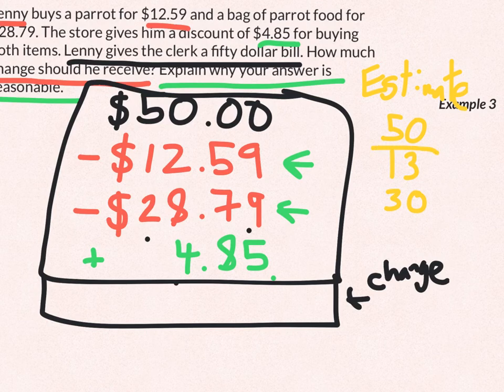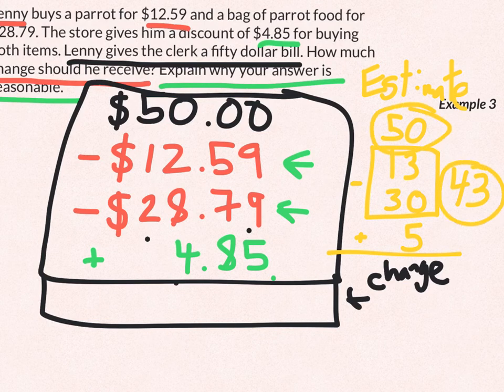So it's going to be 50, take away 30 plus 13, and then we're going to be adding back 5. And that should tell us about what his change is. So the 30 plus 13 is 43. So we have 50 minus 43, that's 7, plus 5 is 12. And so what that tells us is that he should get about $12 and change. So now when we go through and actually find the solution, his exact change, we know that our answer should be somewhere close to $12. If it's really far away, then something went wrong with our computation.